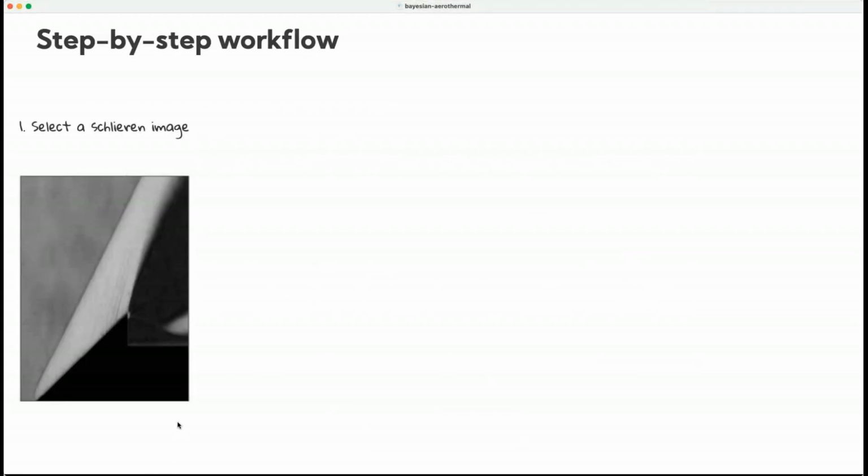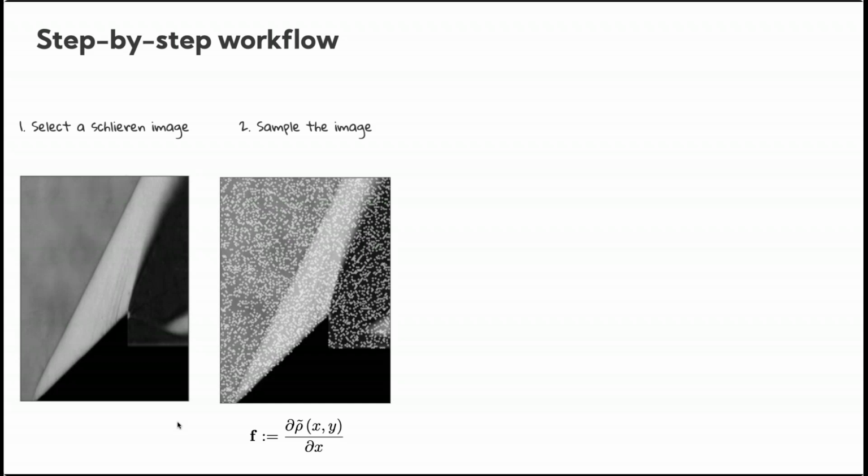So here's the step-by-step workflow. And once again, I'm going to rush over a few details in the interest of time, but feel free to ask questions later on. So we select a Schlieren image, and what you see over here is effectively a shock wave that's forming across this edge.